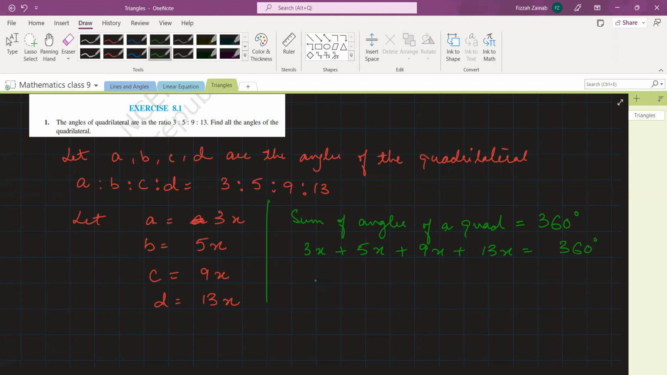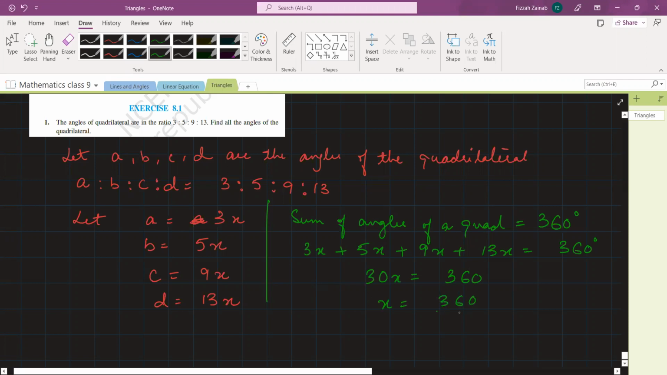So you get 13 plus 3 is 16, and then 5, 21, and 9, 30. So you get 30x is equal to 360, right? The 0 and 0 cancel out. Okay, x is 360 divided by 30, right? So that becomes 12. x is equal to 12 degrees, right?